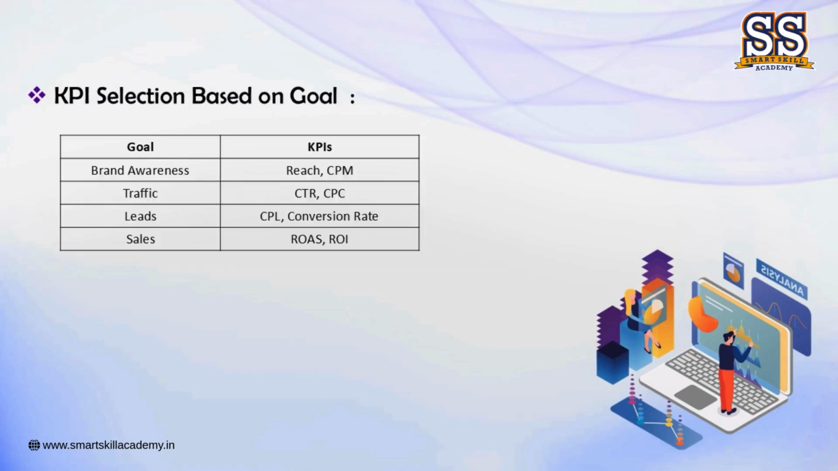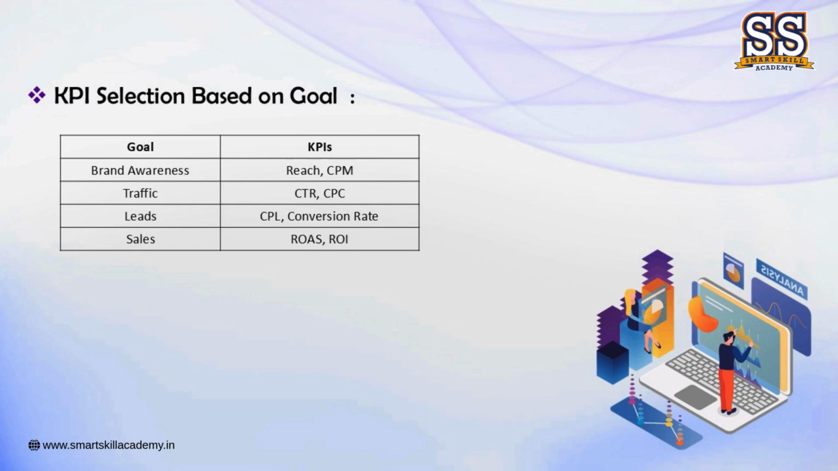When we talk about launching a digital marketing campaign, the first question we must answer is, what are we actually trying to achieve? This slide highlights the critical process of KPI selection based on your specific business goals, because you cannot measure success if you are looking at the wrong numbers.